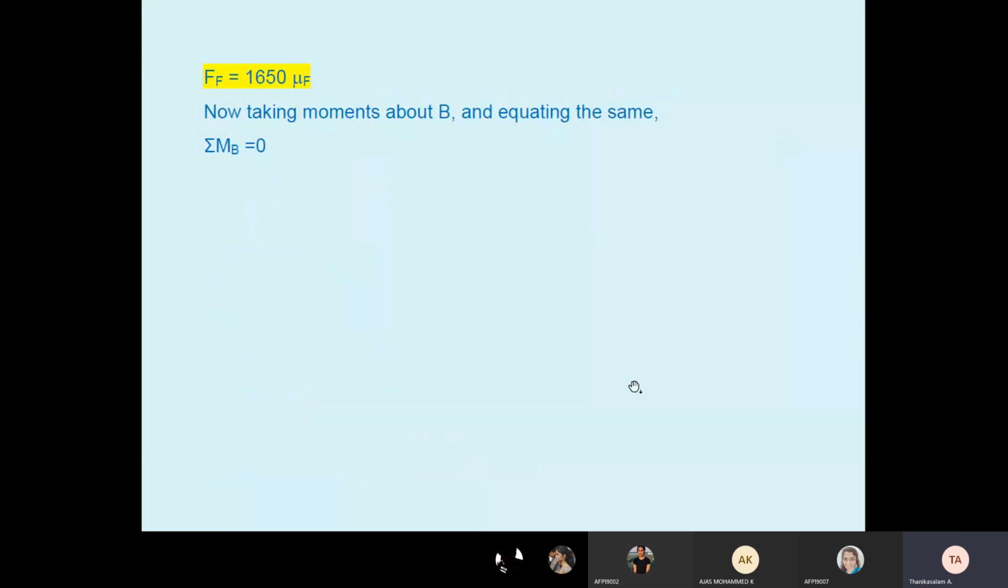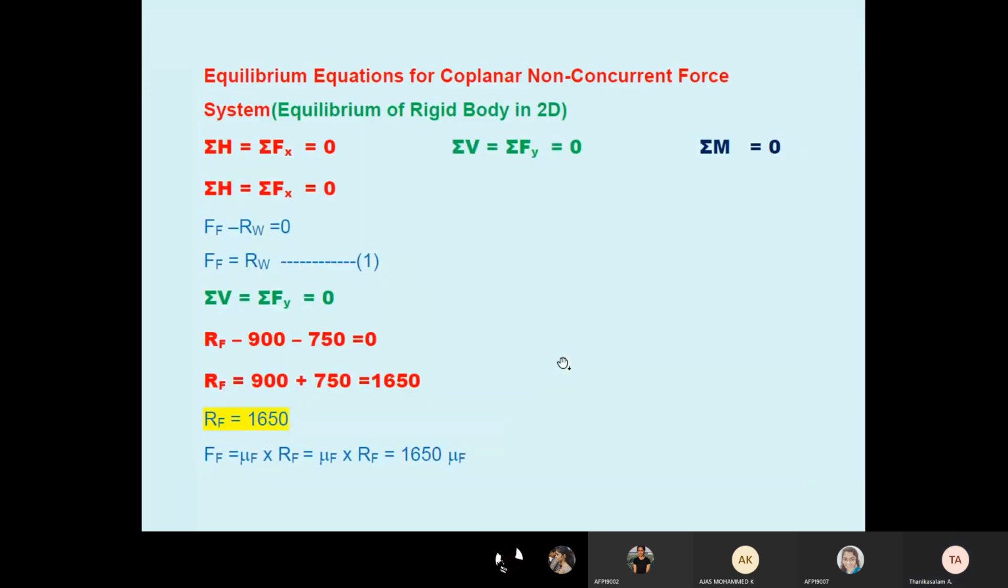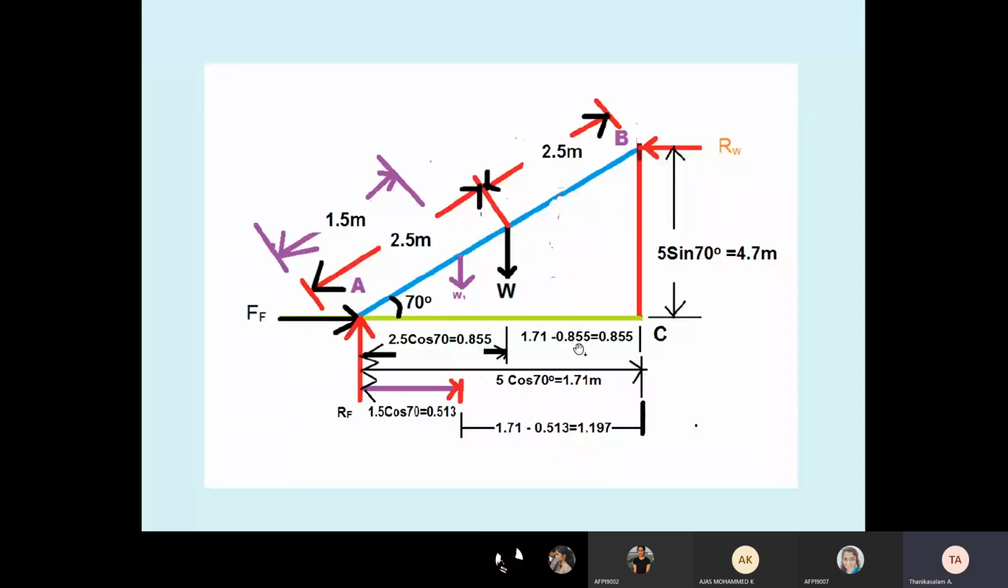Now taking moment with respect to B. Why am I taking it with respect to B? Because I want mu F, which is available here. Therefore, we want the distances to C and to the weight. I have to calculate the distance also. Already, A to weight, horizontal distance 0.85. What is the balance distance? 1.7 minus 0.85. So we got the vertical weight downward and the horizontal distance with respect to C.